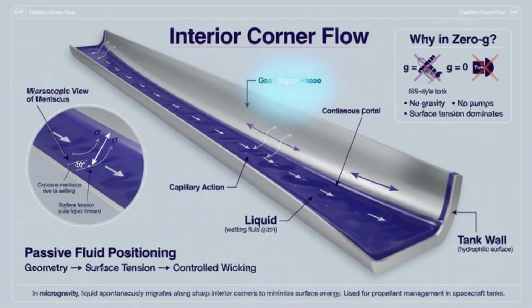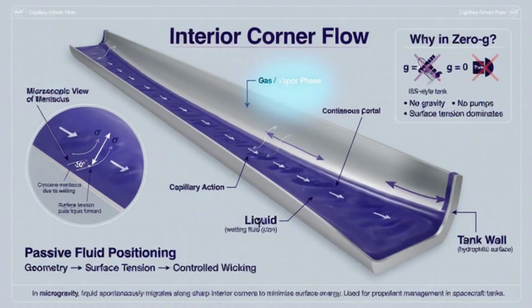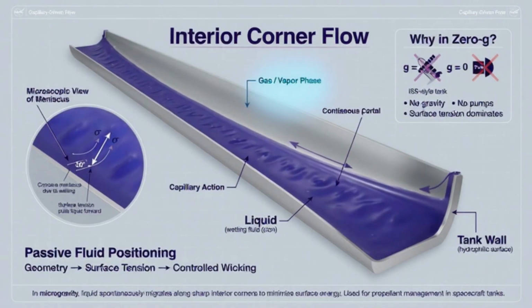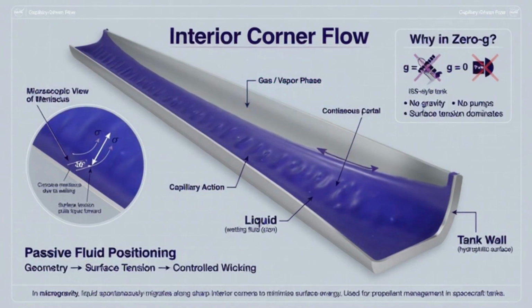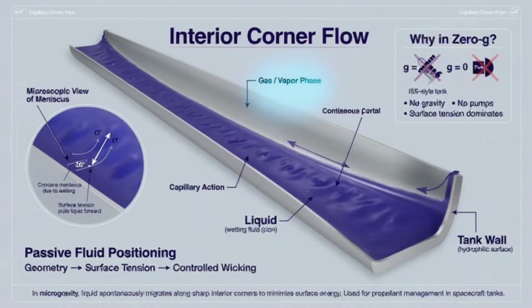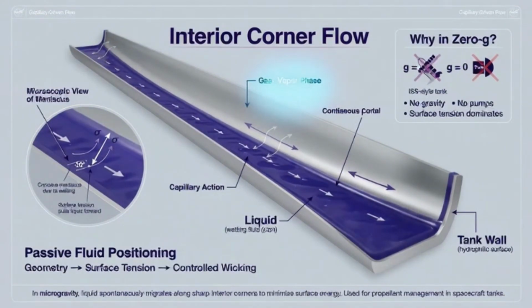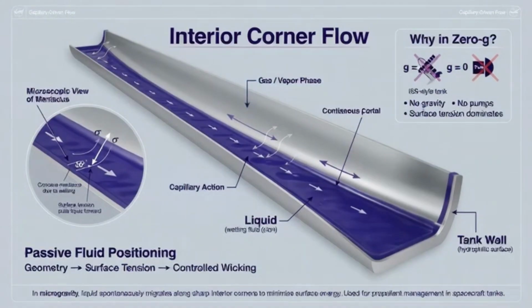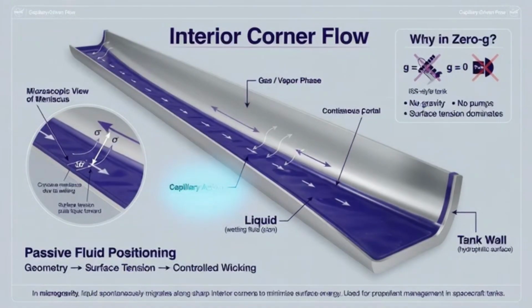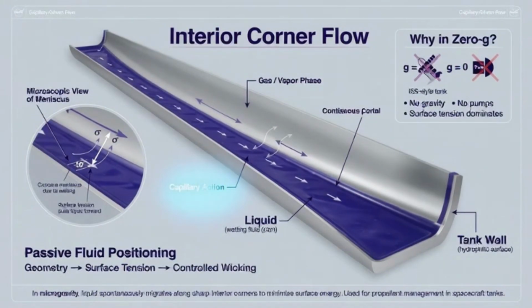Spacecraft designers are incredibly clever with this, using this exact phenomenon to passively pump fluids. The real trick here is that if two solid surfaces meet at a narrow enough angle, fluids in microgravity will just naturally flow along the joint. No mechanical pumping required whatsoever. This is the exact same physics behind that famous zero-gravity coffee cup you might have seen astronauts drinking from online.